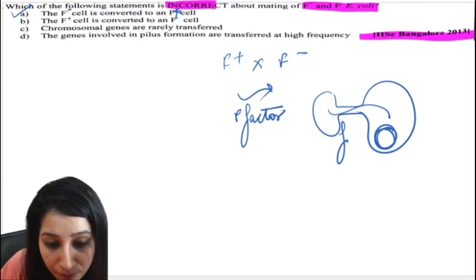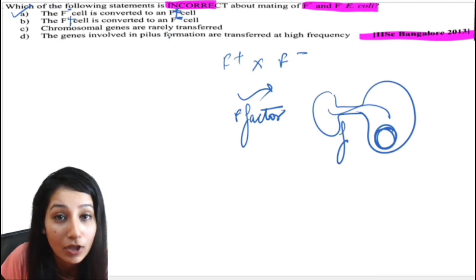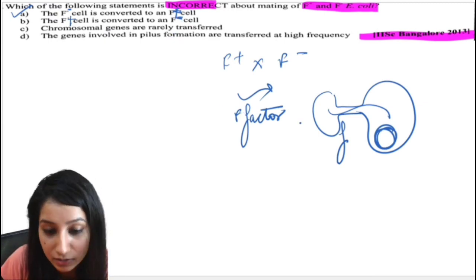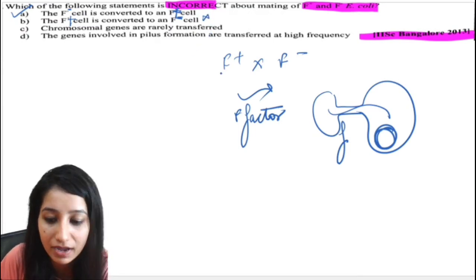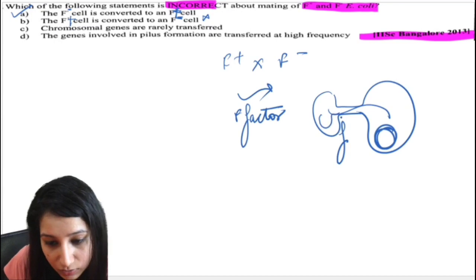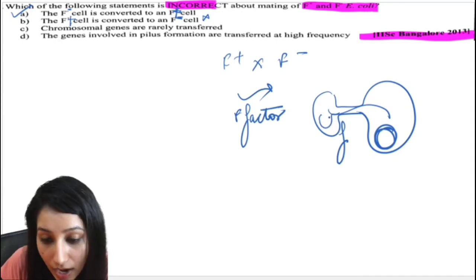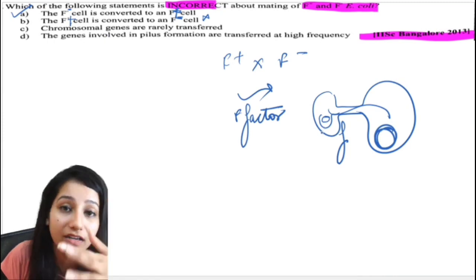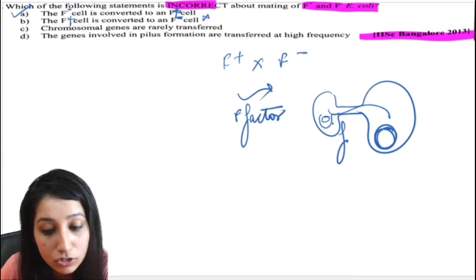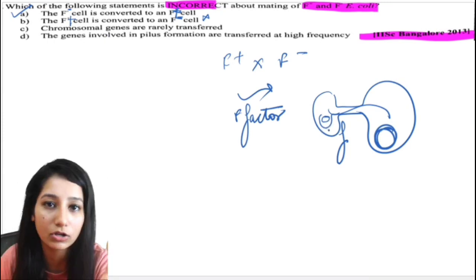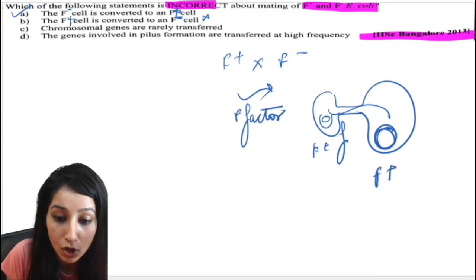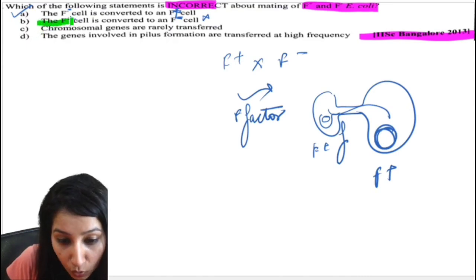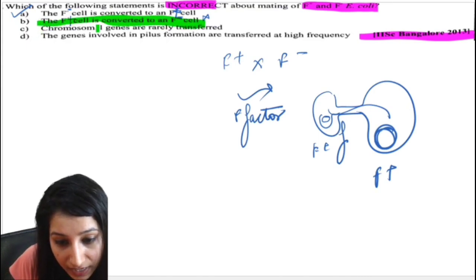Then, the F positive cell is converted to an F negative cell. Most of the students will get confused with this. No, this option is incorrect, because I have told you in my lecture that when the F factor is transferring to the next cell, it is also getting replicated in the previous one. So the previous one will also have the F factor and the receiver will also have the F factor. Both cells will become F positive. So option B is totally incorrect.